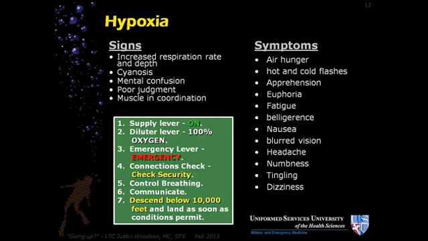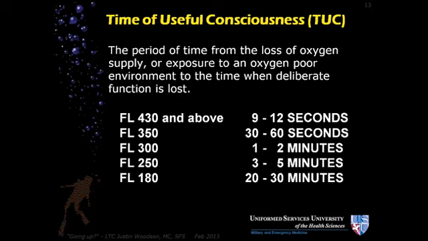And identifying those during the altitude chamber training sequence is one of the primary focuses. Additionally, during that training, we also teach our aircrew members how to operate the oxygen equipment, and what you see here on the screen is the emergency procedures for correcting the oxygen once those symptoms are recognized in the altitude environment. Now, the last concept I want to mention to you today is what we call the time of useful consciousness. Now, this is described as the period of time from the loss of oxygen supply or exposure to the oxygen-poor environment to the time when deliberate function is lost.